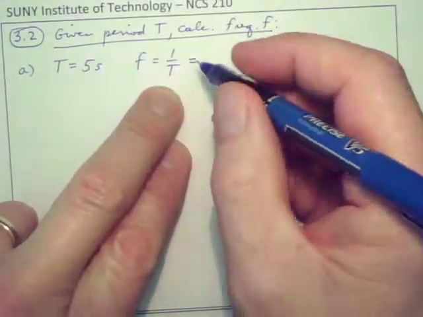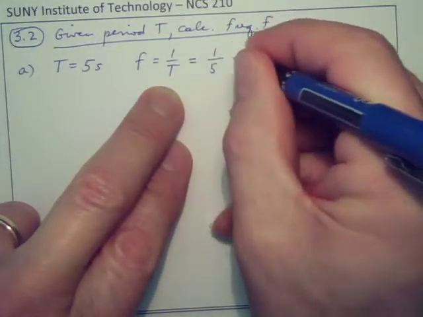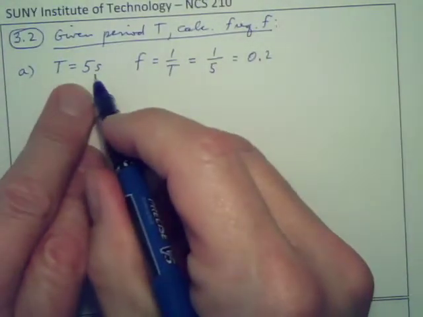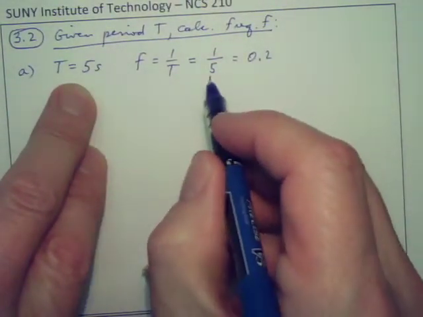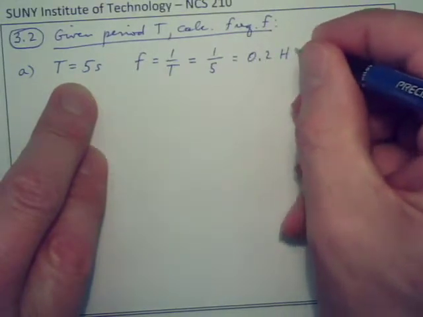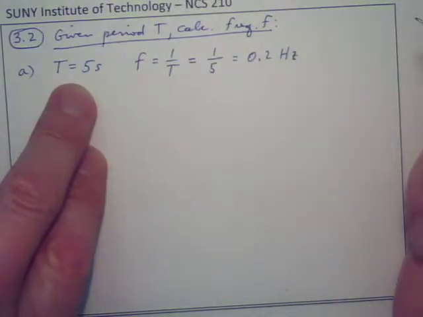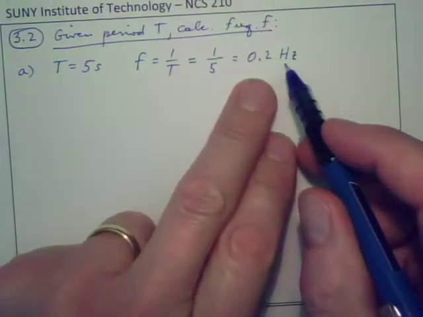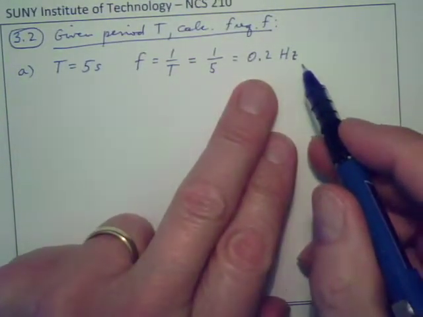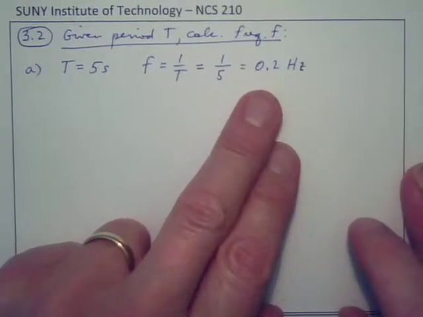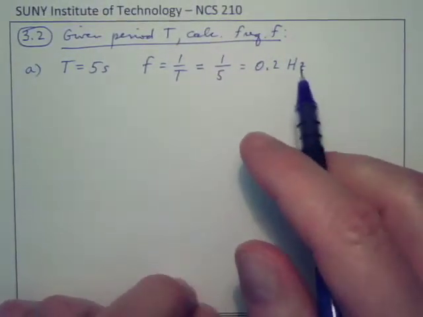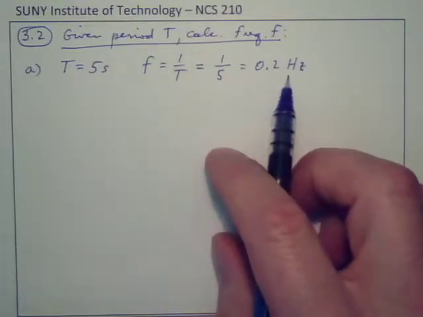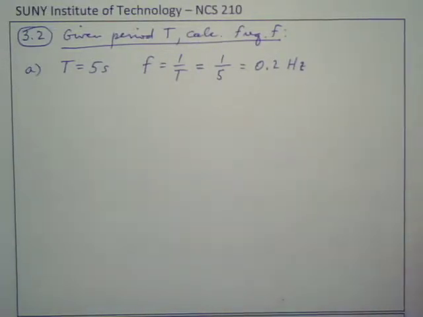So I'm going to plug in 1/5, and I get 0.2. Because the 5 had units of seconds, this 0.2 is going to have units of hertz. I could write 0.2 millihertz, but we don't normally have signals that slow, and you hardly ever see a millihertz. So I'm just going to leave it as 0.2 hertz.